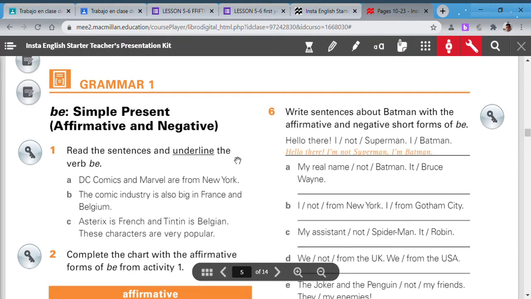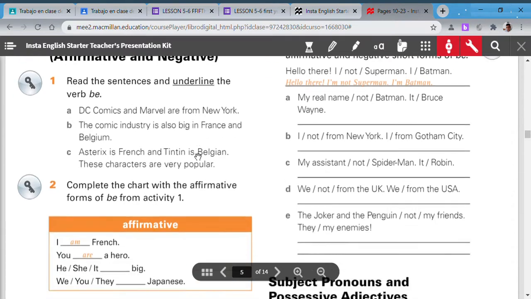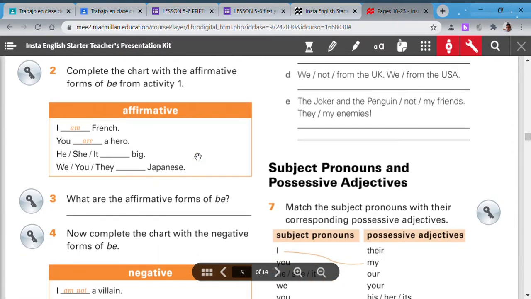Lucero and today we're going to see a grammar activity. In this part we're going to see be simple present affirmative and negative. So let's focus on this part.